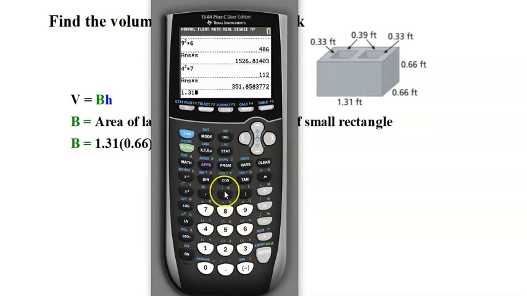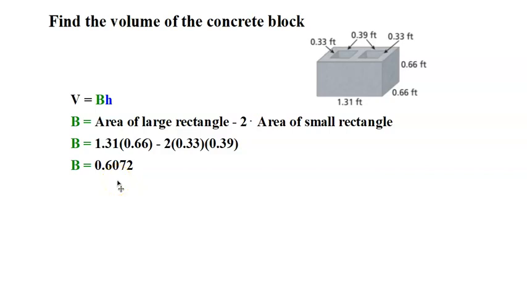1.31 times 0.66 minus, and I have two of these, so 0.33 times 0.39 twice, gives me that. Alright, so now I've got the area of my base, just multiply it by the height.